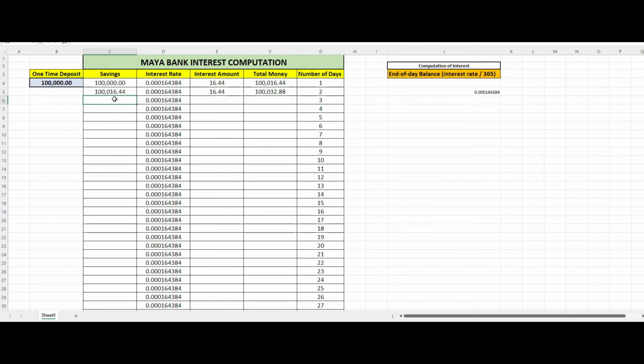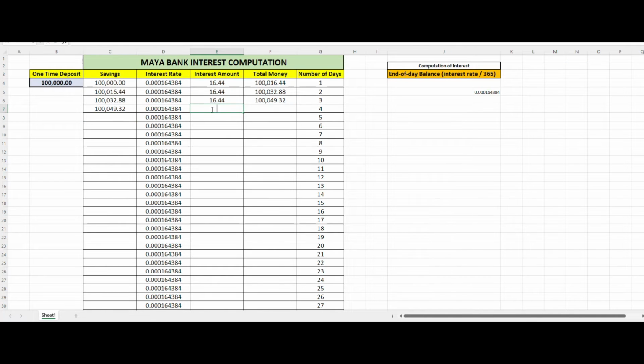Then in the third day, this is now your savings. For the interest amount, we have your savings times the interest rate. So this is now the interest. Then your money, we have the savings plus the interest amount. So in day 3, your money becomes 100,049.32 pesos.